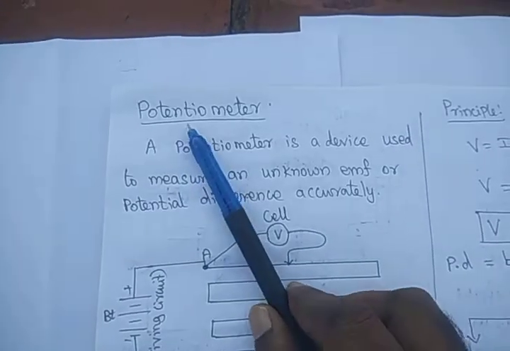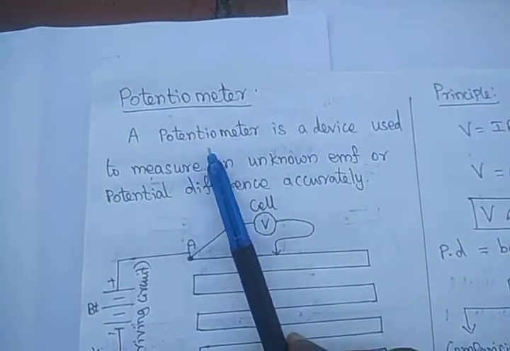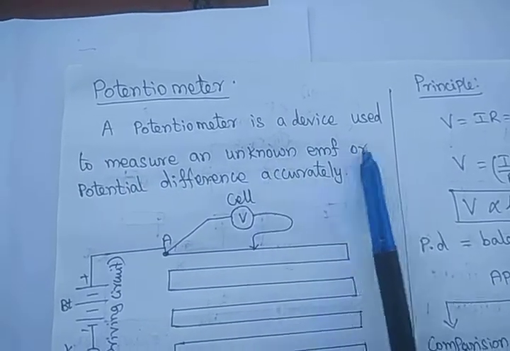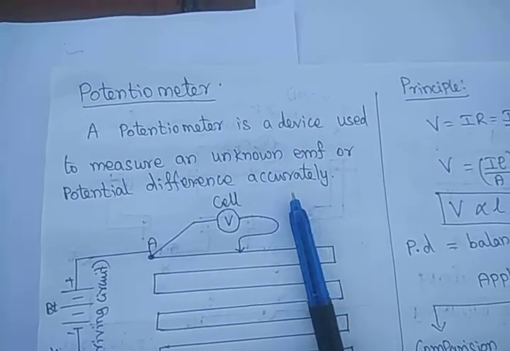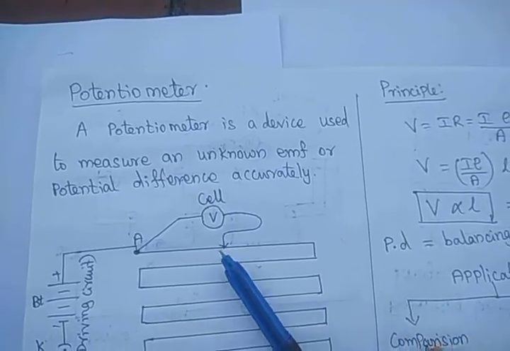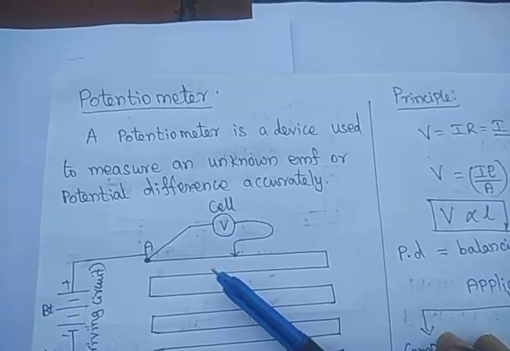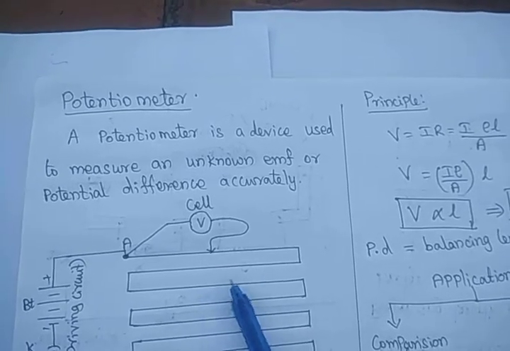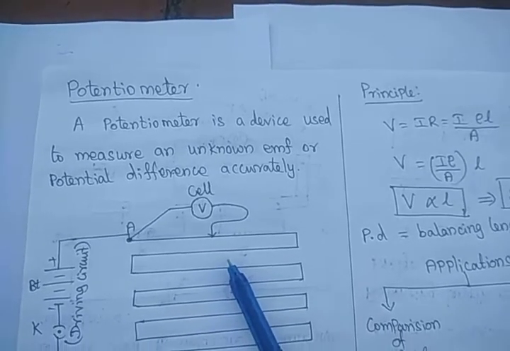Students, now we are going to see potentiometer. Potentiometer is a device used to measure the unknown EMF or the potential difference accurately. That is, it is similar to a voltmeter. Potentiometer is a perfect ideal voltmeter. It measures the voltage or the EMF of the cell accurately.